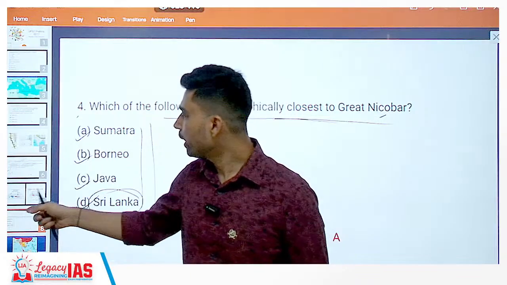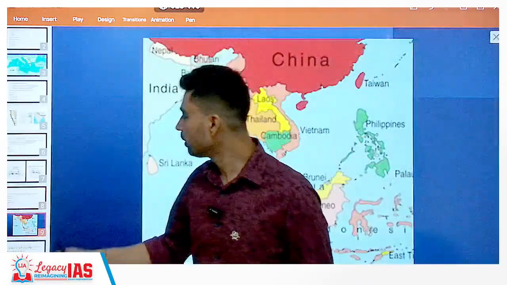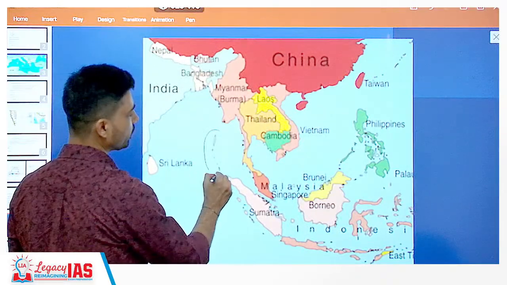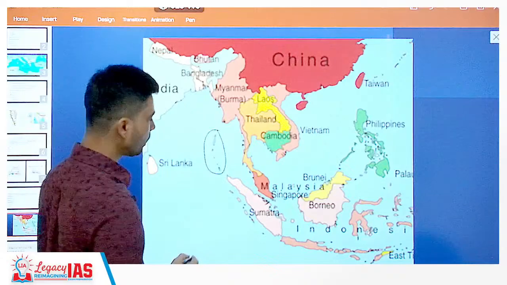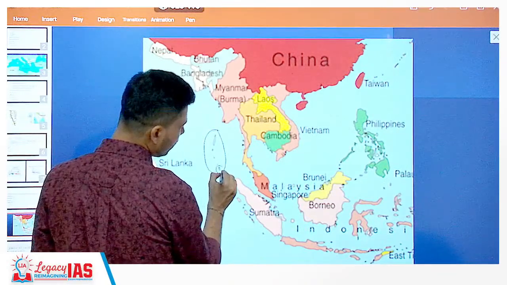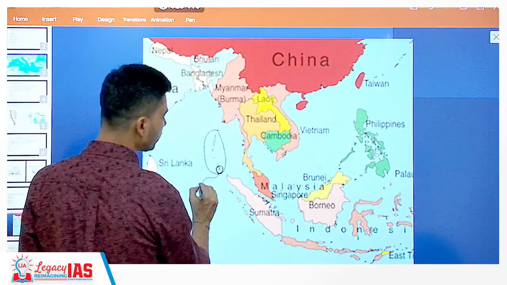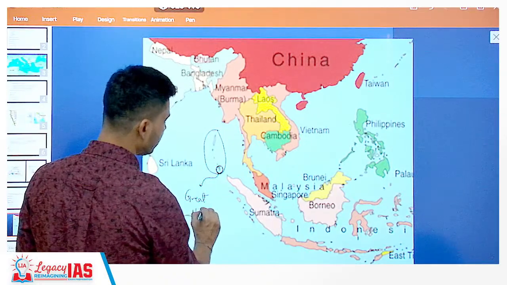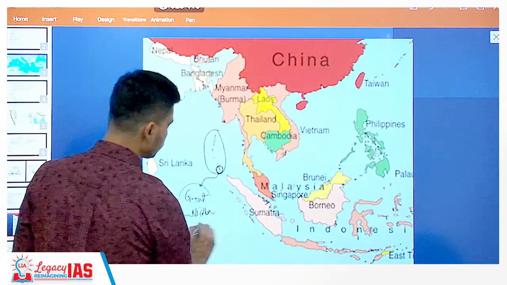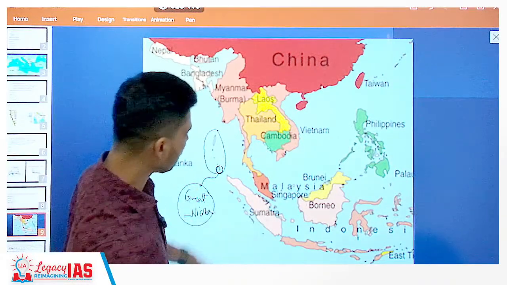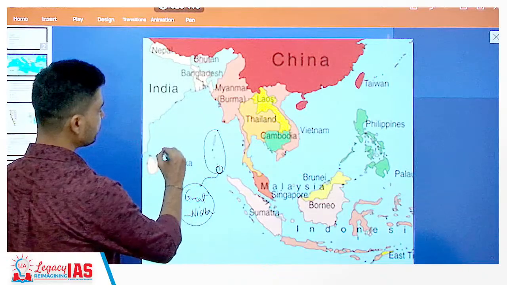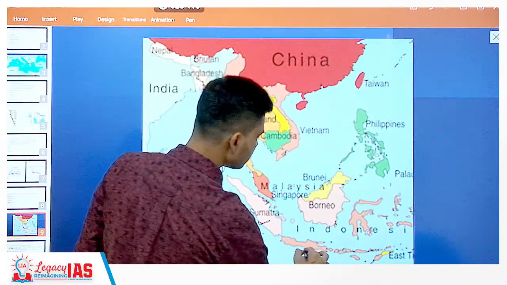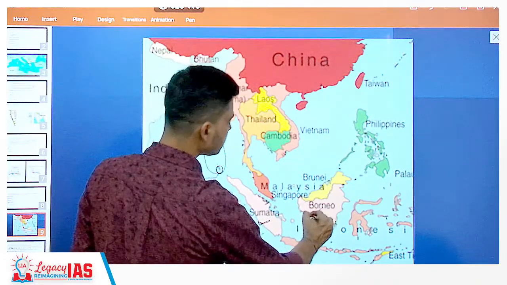So if you take a look at the map here, we will be able to understand it properly. As you can see, this region that you are seeing is the Andaman and Nicobar Islands, and even within the Andaman Nicobar Islands, Great Nicobar is the island lying at the southernmost edge. It is the last island, we can say, toward the southern side. So this is Great Nicobar. Now if you look closely, Sri Lanka is here. Sumatra Island is here. This is Java Island, and this is Borneo island.